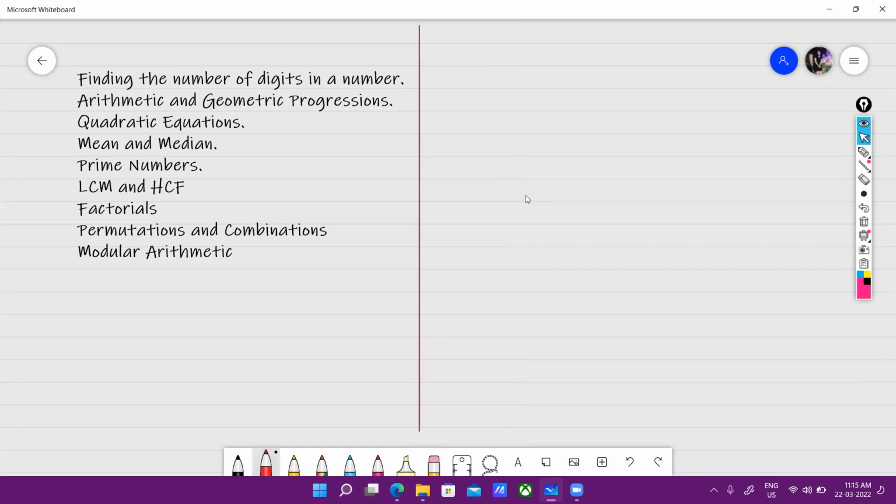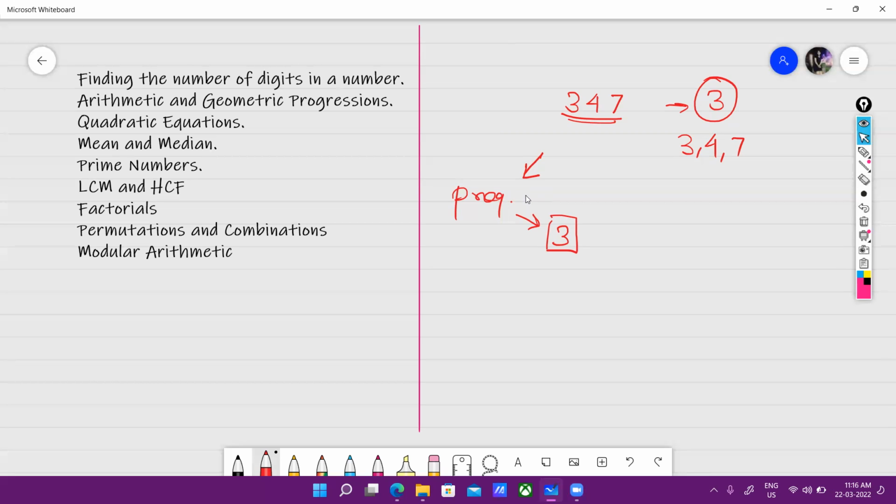For example, if I'm taking the number 347, we can see that there are only 3 digits in the number, which are 3, 4, and 7. The program which I'm building should accept the number and give out as output the number of digits.